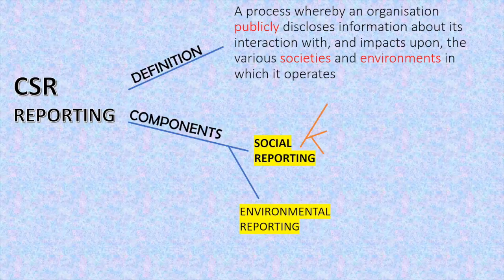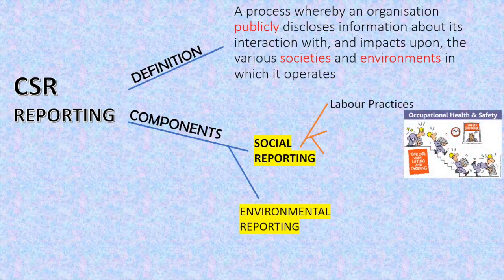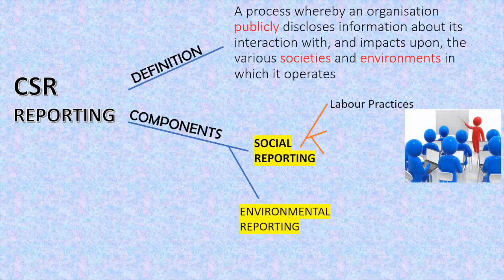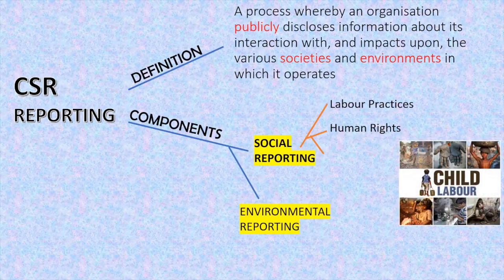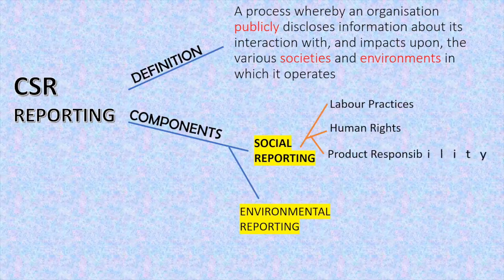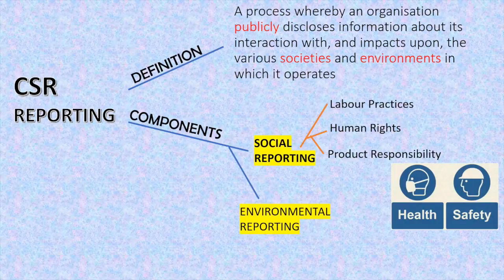Social reporting is a component which provides information about such things as labor practices, for example, occupational health and safety, training and education, diversity and opportunity. Human rights performance such as non-discrimination, freedom of association and collective bargaining, child labor and indigenous rights. And product responsibility performance, for example, customer health and safety.